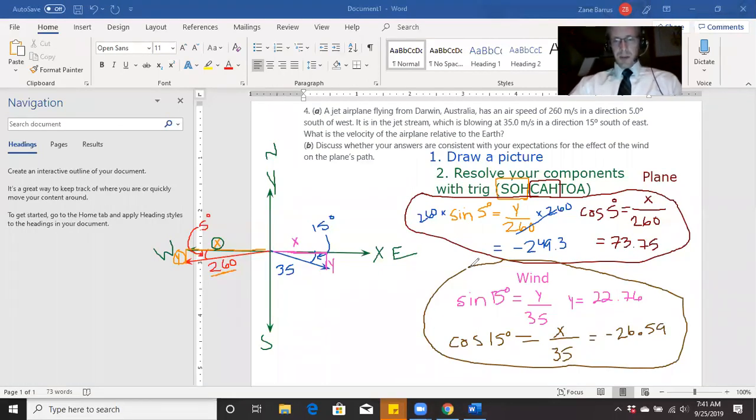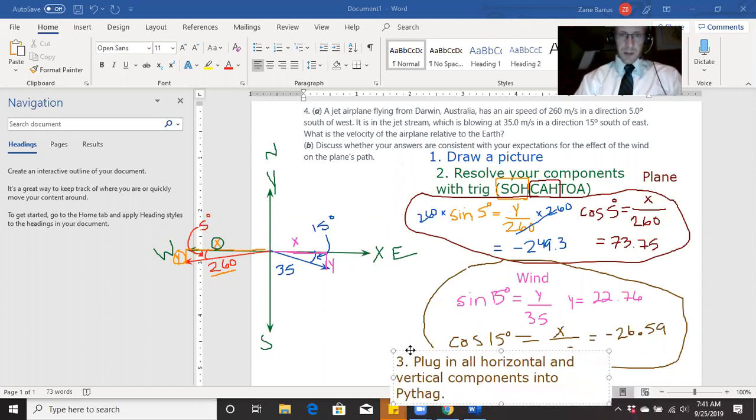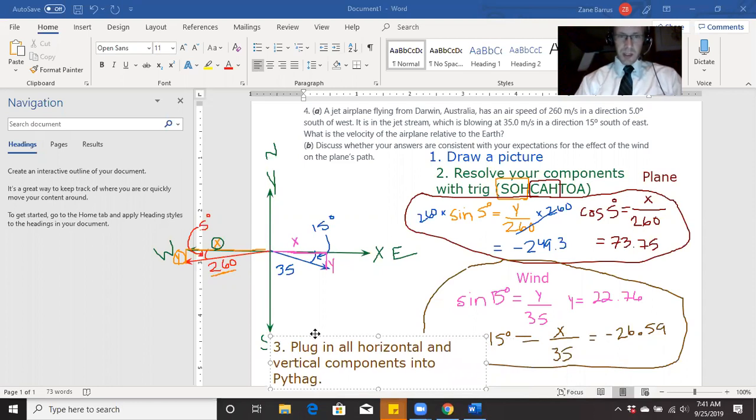Okay, so now we just did step 2. We resolved the components with trig using SOHCAHTOA. Step 3, plug all horizontal and vertical components into the Pythagorean theorem. So remember, the Pythagorean theorem says a squared plus b squared equals c squared. You learned that in geometry class, right?